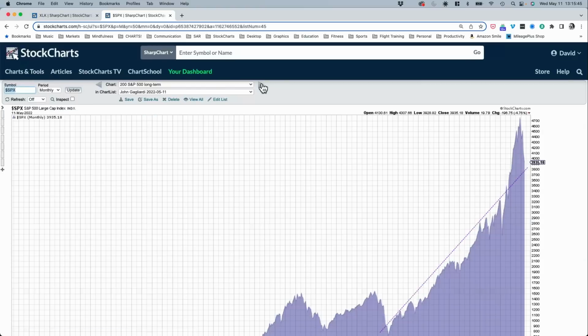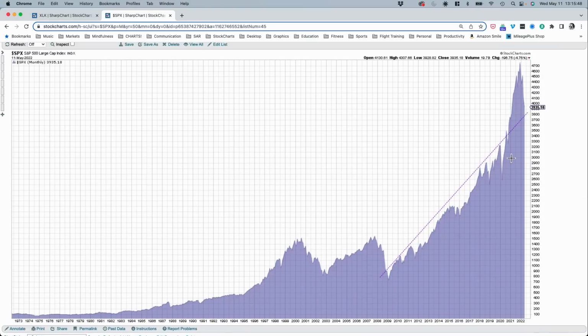Now, your second chart is a great long-term chart. This is a monthly chart of the S&P, going back to a secular bear market in the 1970s. Talk us through this one.